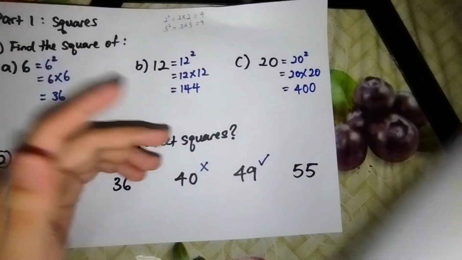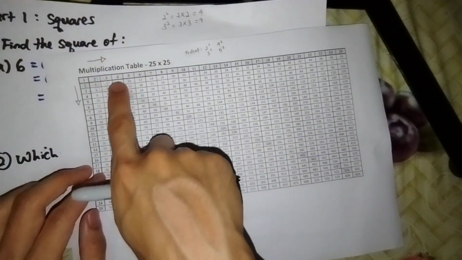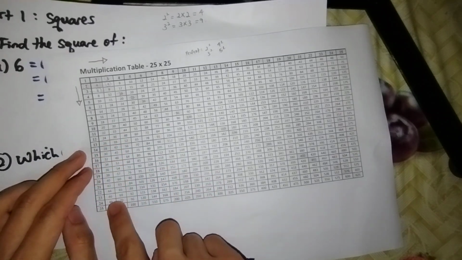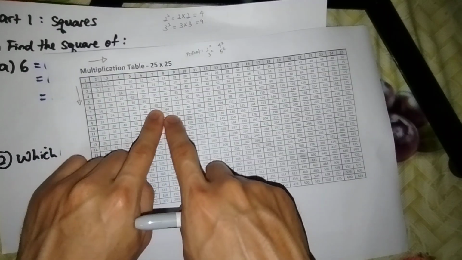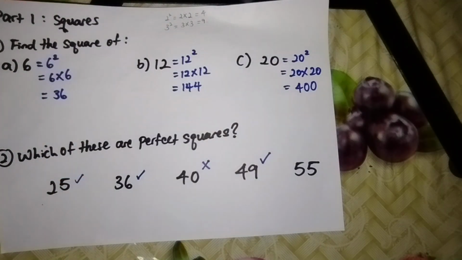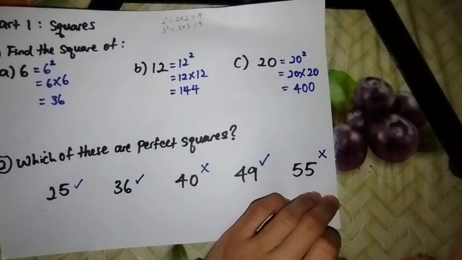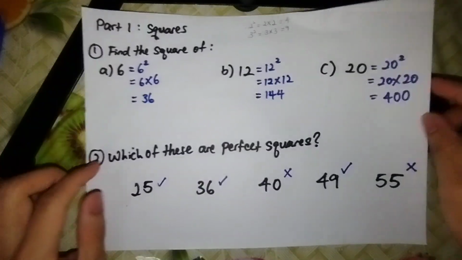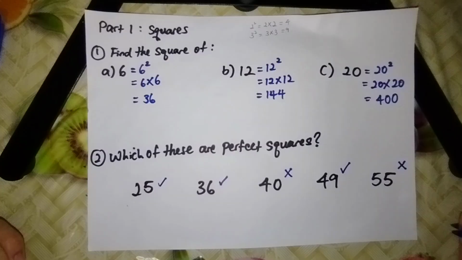And the last one here is 55. If you look at the table here, 55 is between 49 and 64. So there isn't a 55. Obviously it will have to be not a perfect square. So this is the first part involving squares.